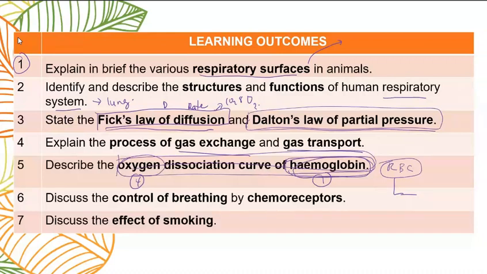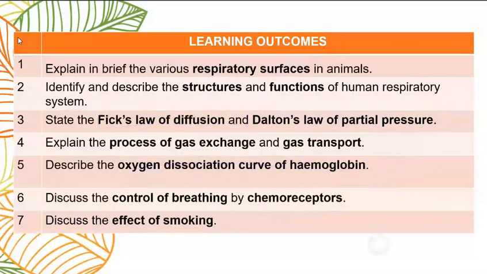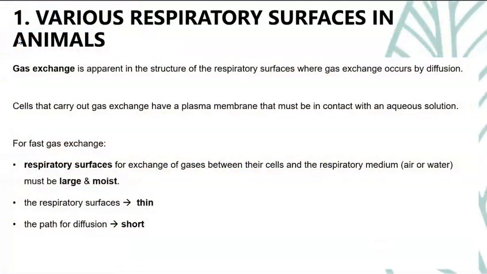This is on the oxygen dissociation curve of hemoglobin. The next one, discuss the control of breathing by chemoreceptors. And the last one is to discuss the effects of smoking. So these are the learning outcomes that we are going to look at in this chapter. So the first one.